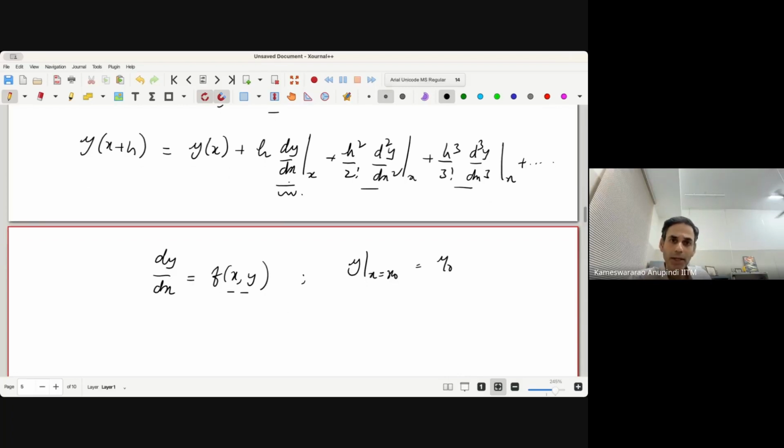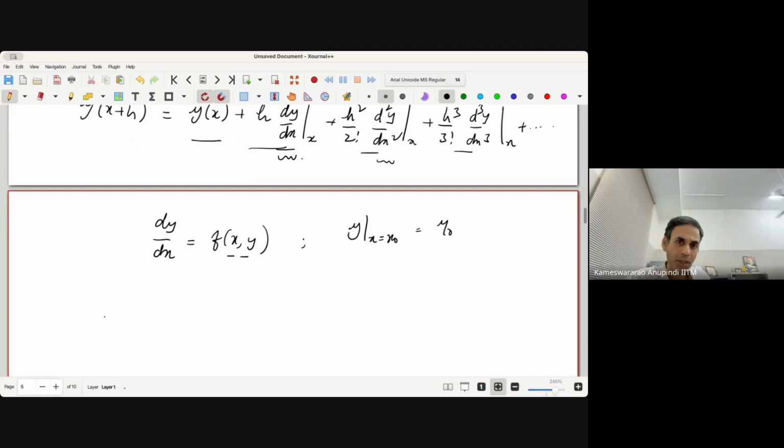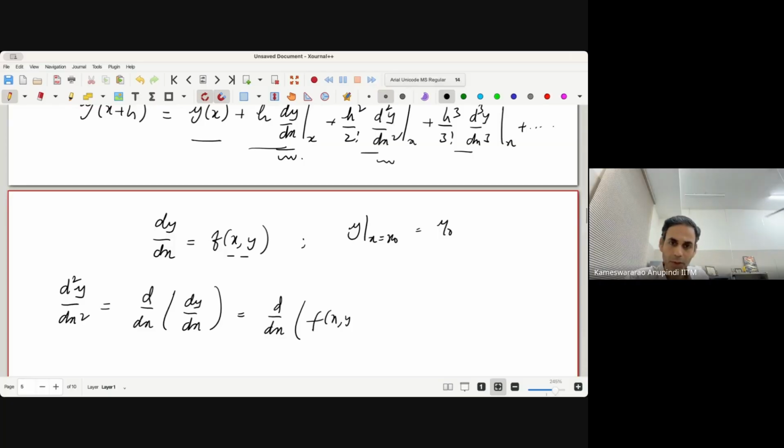So I can calculate this term, but now how do I calculate d square y by dx square? I know the first term. How do I calculate the second term? That means I need to calculate d square y by dx square. This is nothing but d by dx of dy by dx. From the governing equation, we have dy by dx equals f of x y, so this is nothing but d by dx of f of x comma y.